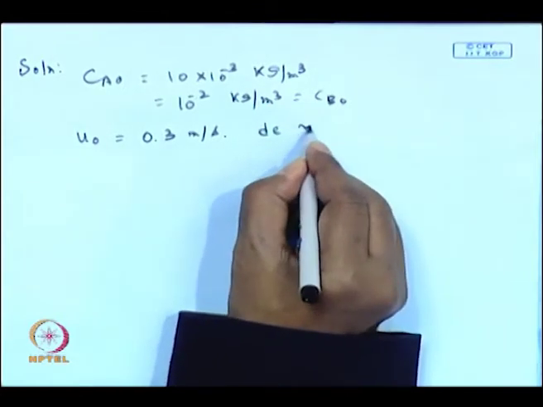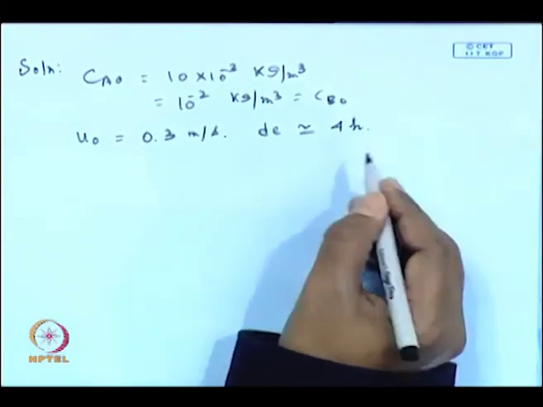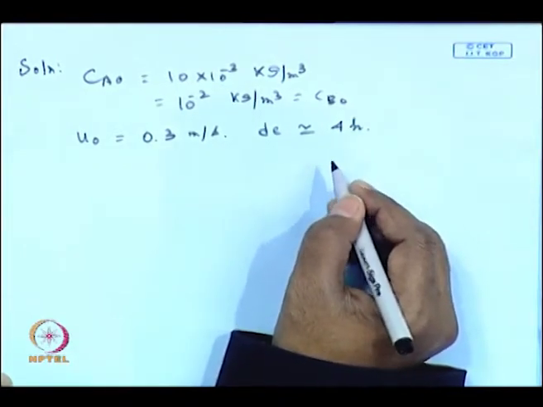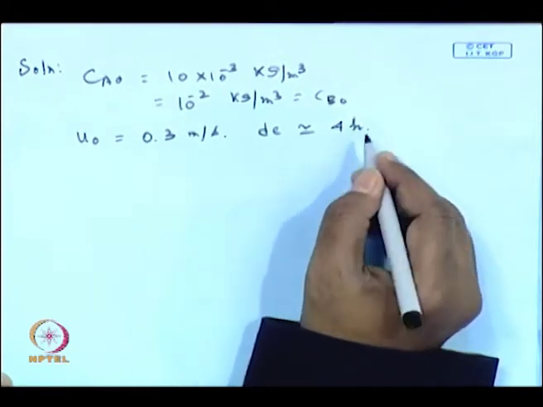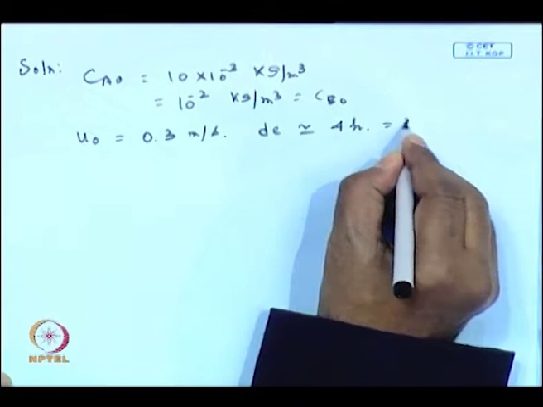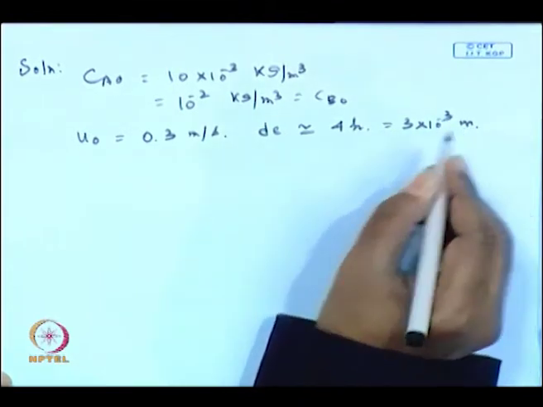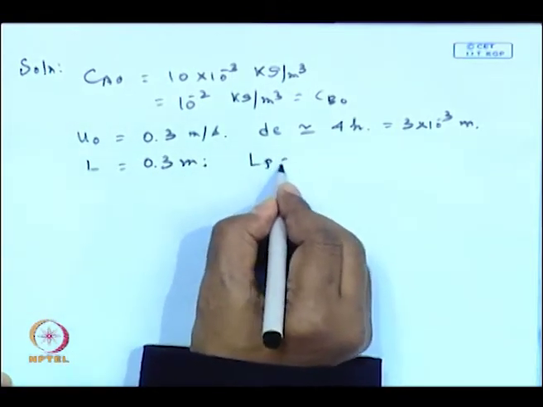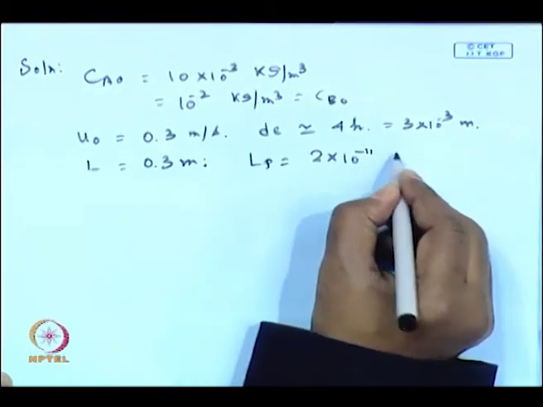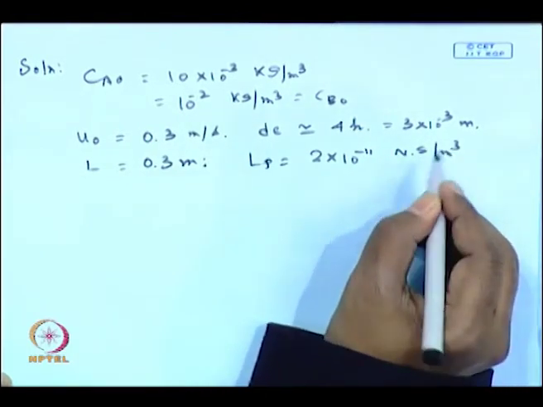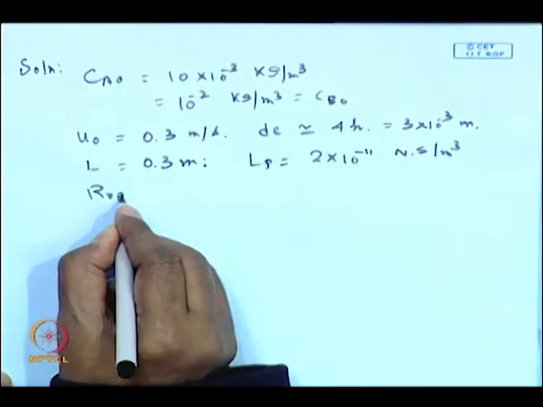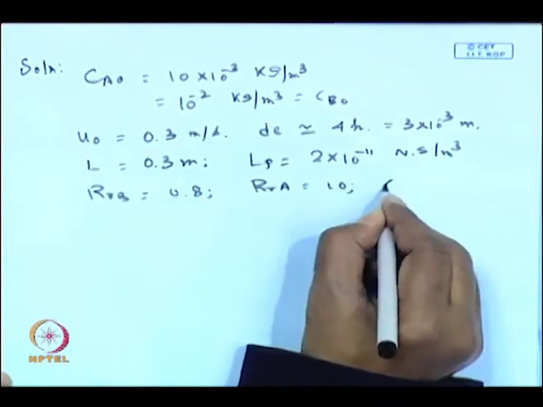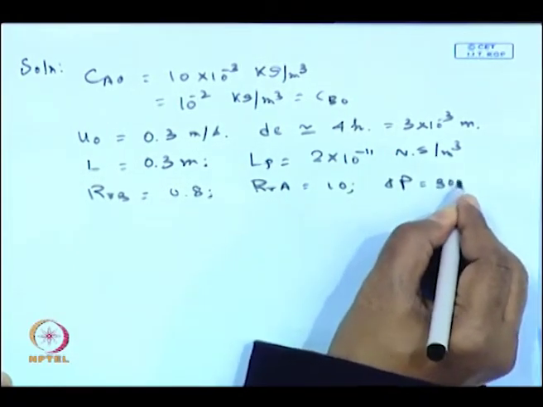D, the equivalent diameter, is 4 into half height. The dimension given in the channel dimension was half height. So, this is 4 into half height, which turns out to be 3 into 10 to the power minus 3 meter. Length was given as 30 centimeter, so 0.3 meter. LP was given as 2 into 10 to the power minus 11 Newton second per meter cube. RRB 0.8, RRA 1, delta P 300 kilopascal.